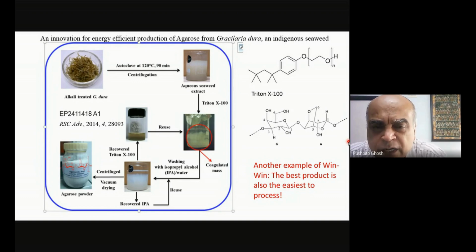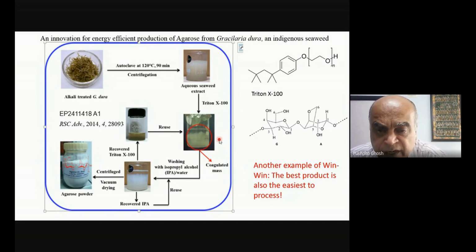Now, later on, it turned out we could apply some of the findings that he was able to develop to this extract. What happened was that we found that the agarose, in the presence of this surfactant, Triton X-100, which is basically an ethoxylate type of surfactant, just coagulated out from solution, and so there was no need to freeze. So we could actually just separate it out.